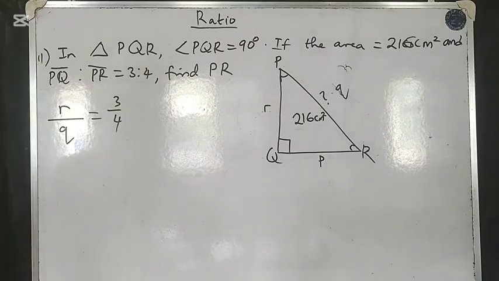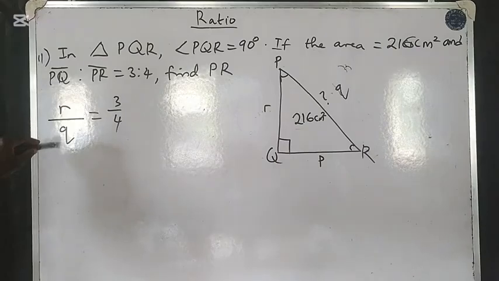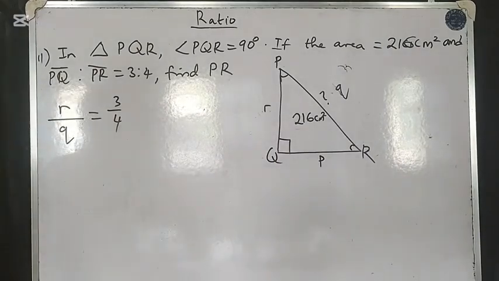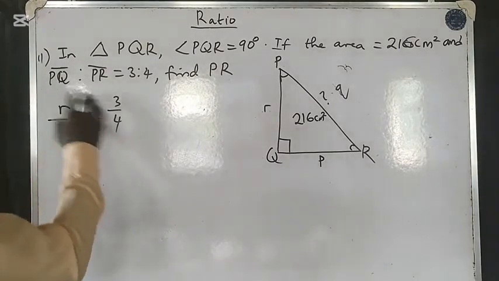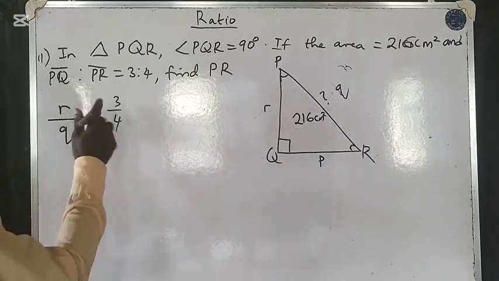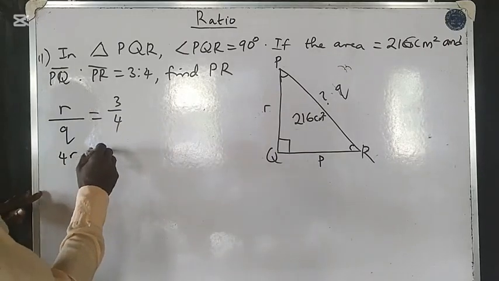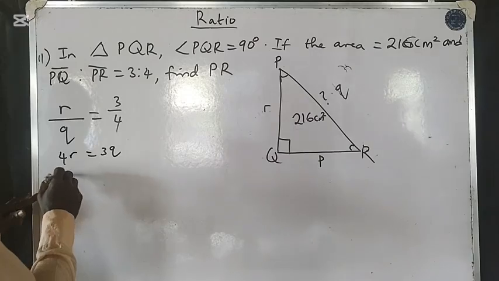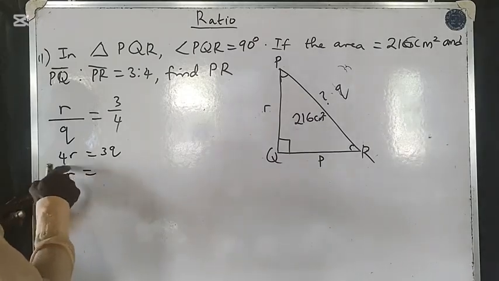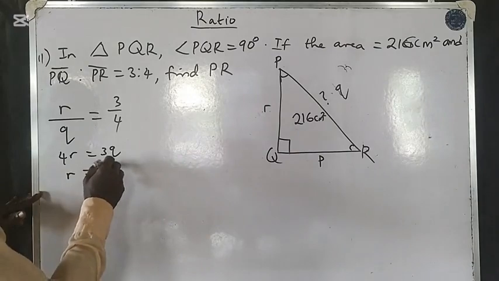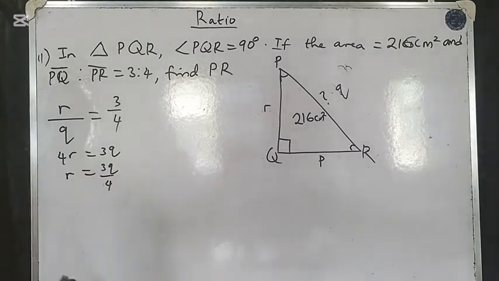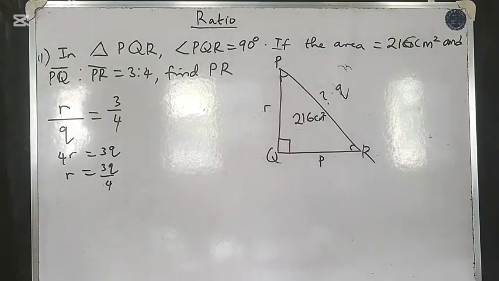At this point, what do we do? We are going to make R subject. We can also make Q subject, but let's just make R subject. Any of them can be our subject, R or Q. If we make R subject, we first cross multiply, we have 4r equals 3q. So r will now give us, when we divide both sides by 4, 3q over 4. This is the value of r.